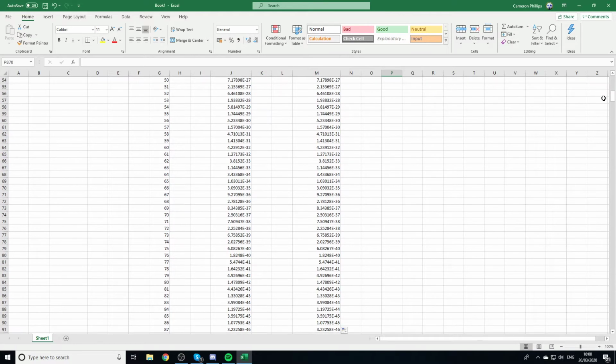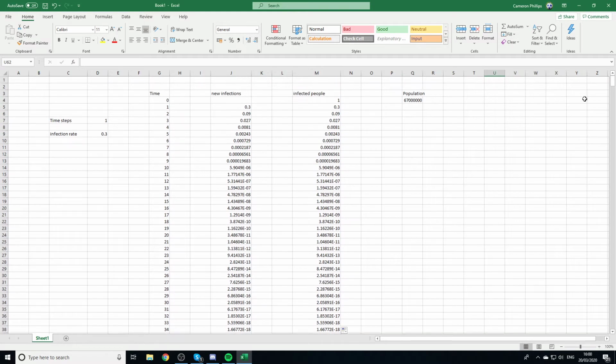And something's gone wrong. Oh no, we've got massive numbers and our computer didn't like it. Gone very small, hasn't it? Infected people. That's because I made a mistake. I said plus J5. I needed to add this, didn't it? So it's equals. So look at the one above, and then we're going to add J5 plus.